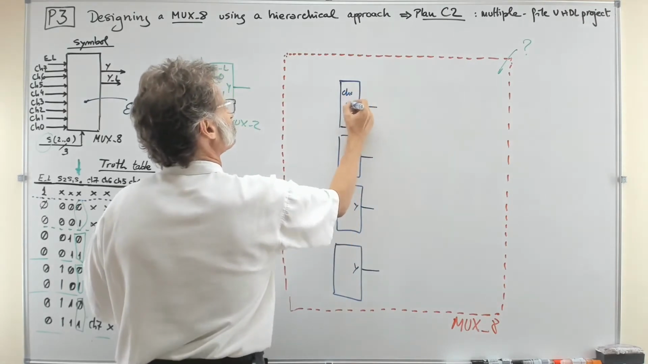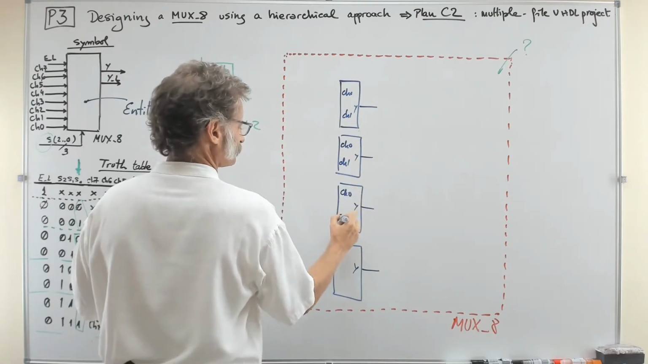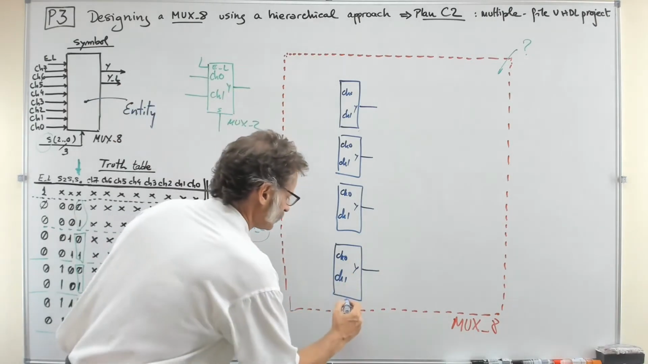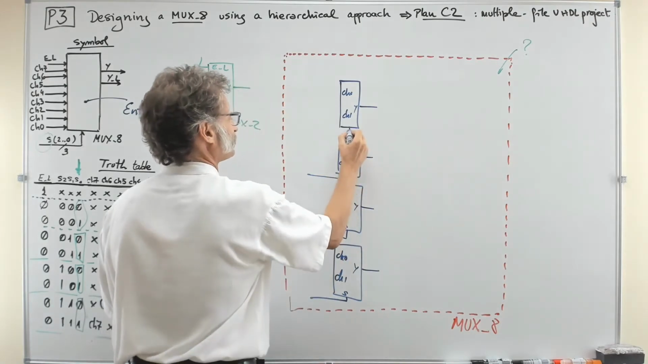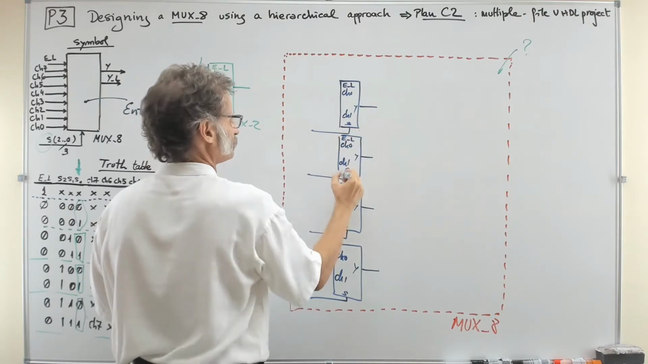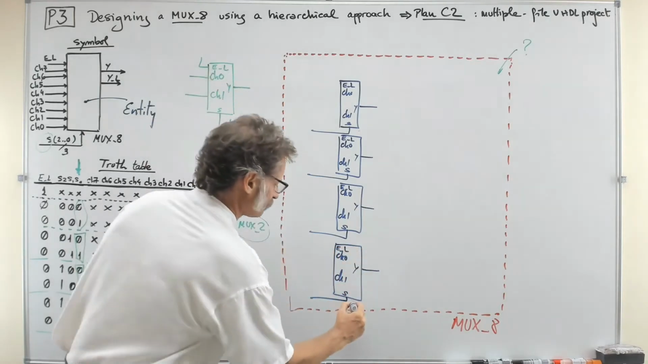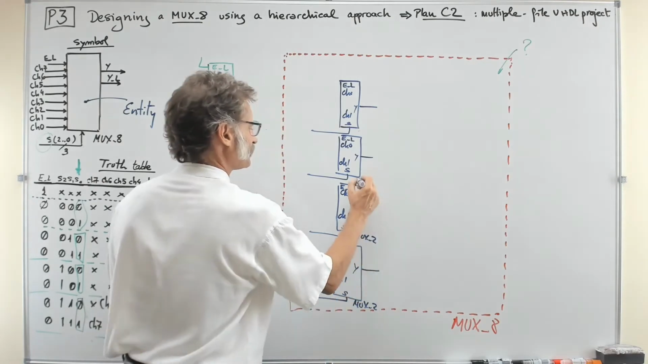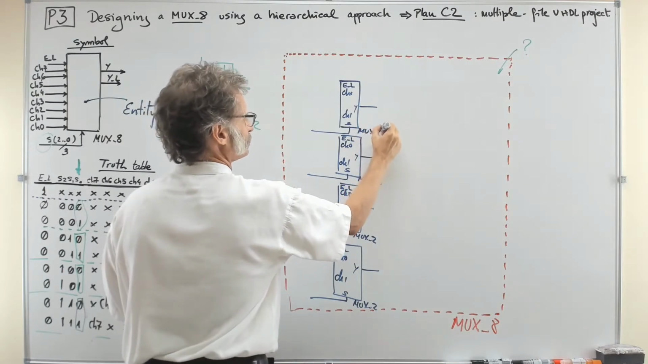This is channel 0, channel 1, channel 0, channel 1, channel 0, channel 1, channel 0, channel 1. You see, you are using S, S, S, and S, and the enable active low, enable active low, enable active low, enable active low. So you have a MUX2, another one, MUX2, another one, MUX2, and another one. That's an idea here, okay?